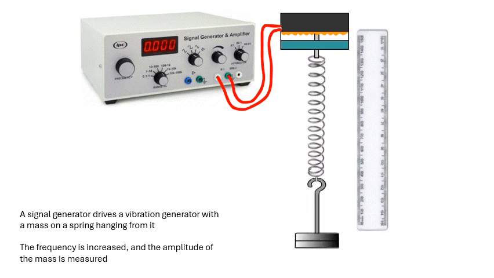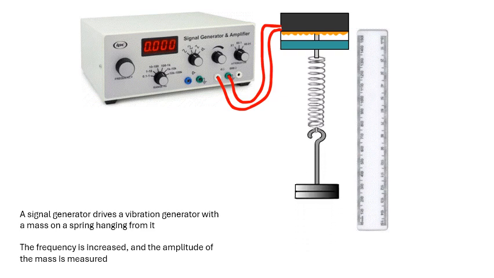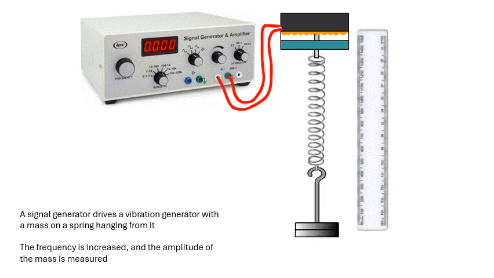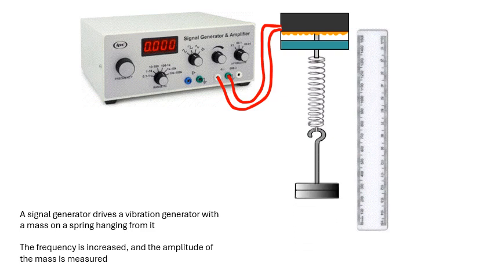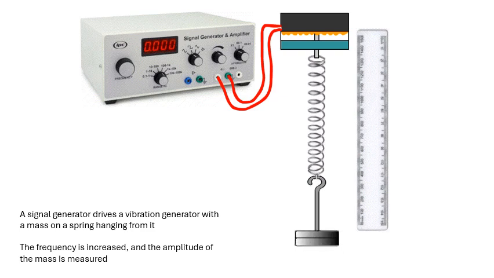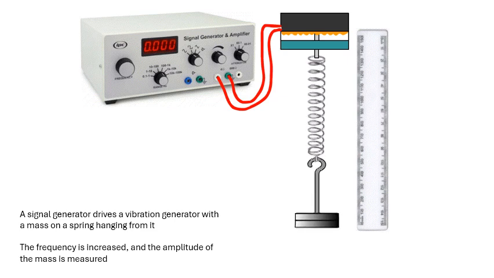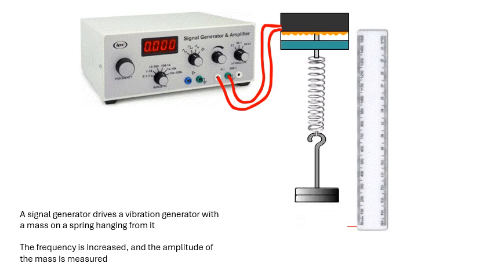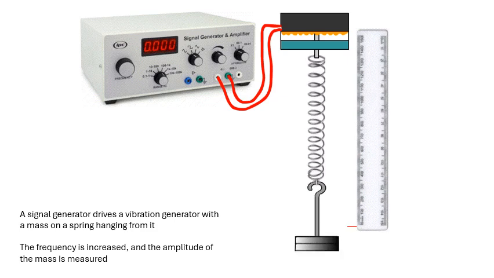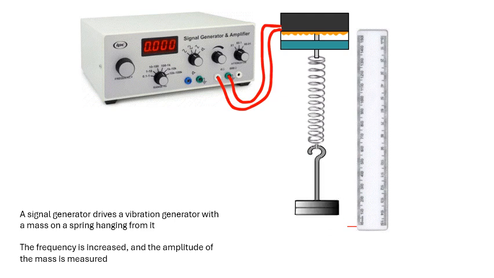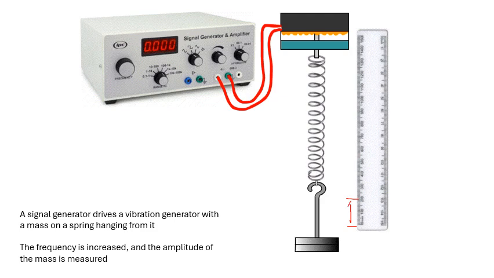This is an experiment you should definitely be familiar with. We have a signal generator, we have a vibration generator, and we have a mass on a spring. And what we're doing is measuring the amplitude of the mass. So the amplitude of the mass on this fantastic animation is about there. So there's your amplitude there.